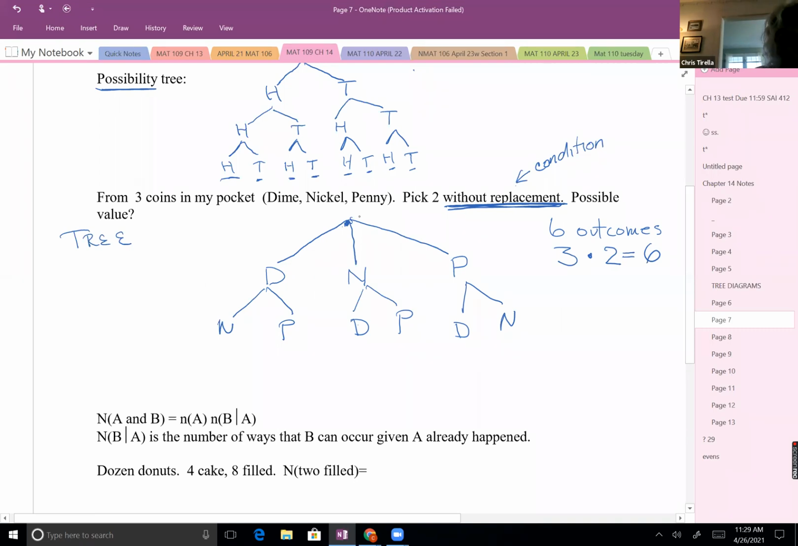What's the possible value? Well, let's see. A dime and a nickel would be 15 cents. A dime and a penny would be 11 cents. A nickel and a dime would be 15 cents. A nickel and a penny could be 6 cents. A penny and a dime could be 11 cents. And a penny and a nickel could be 6 cents. So the possible values are 15 cents, 11 cents, and 6 cents.